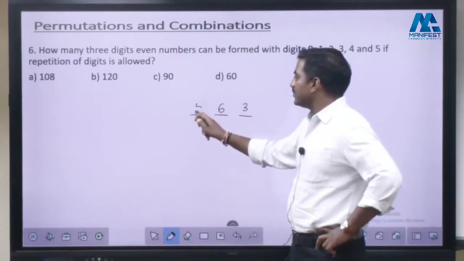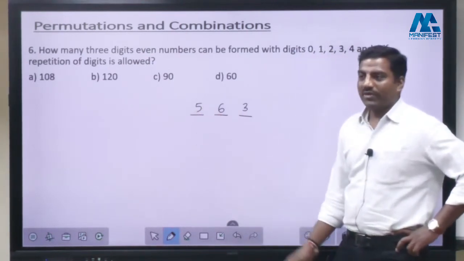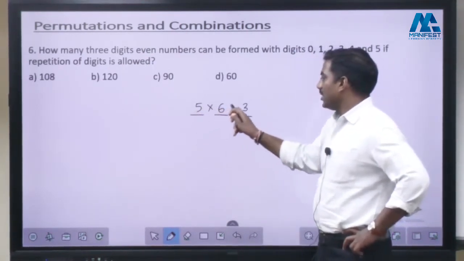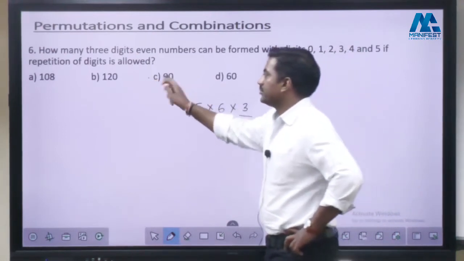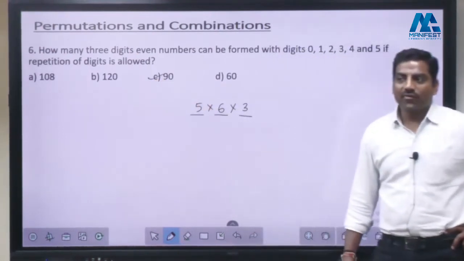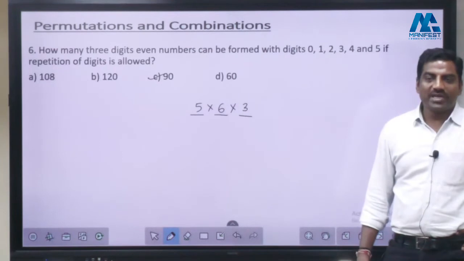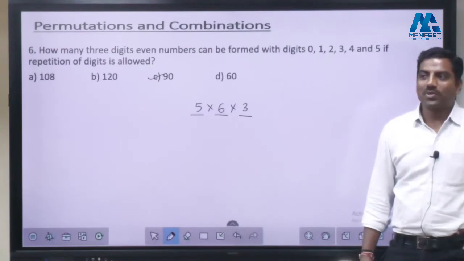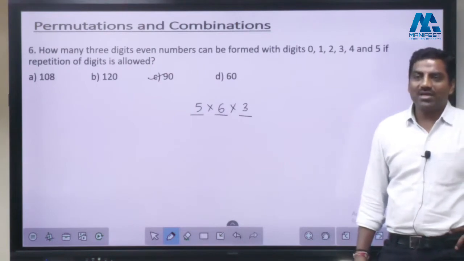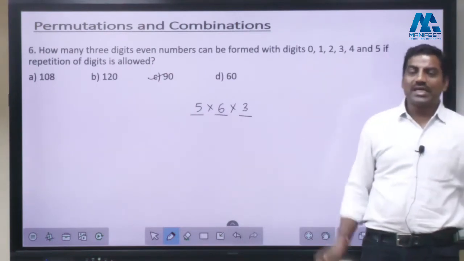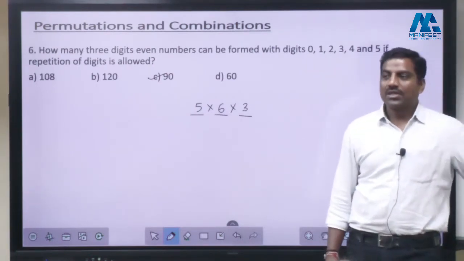Very smart. 5 into 6 into 3. How many? Getting the hang of permutations and combinations? Yes? Only the imagination has to be proper. That's it. Here, even number. So our condition should move towards the last digit first. Done. Tough.